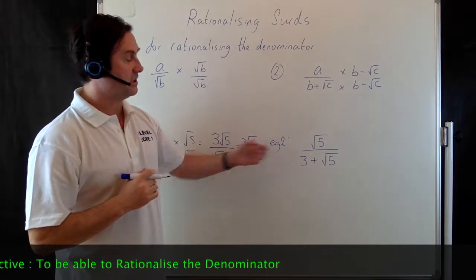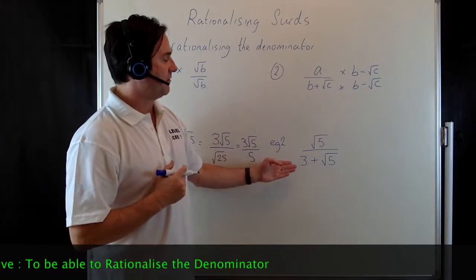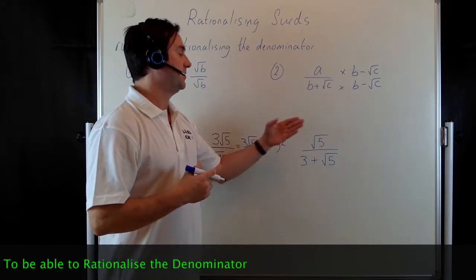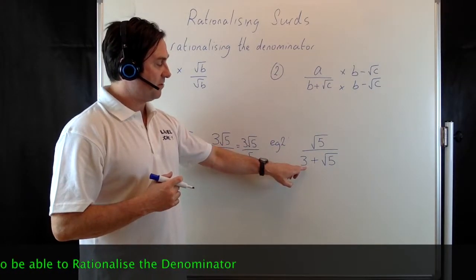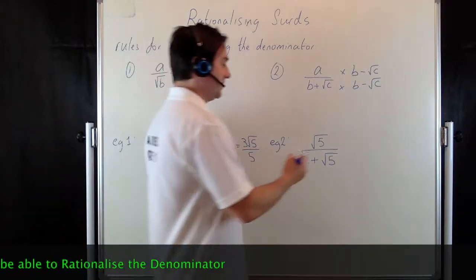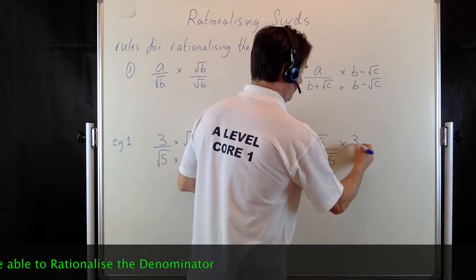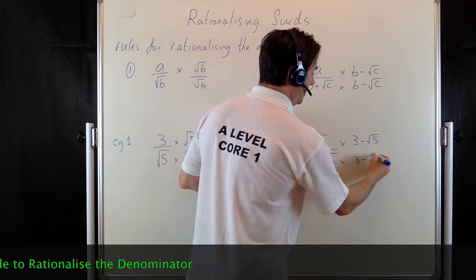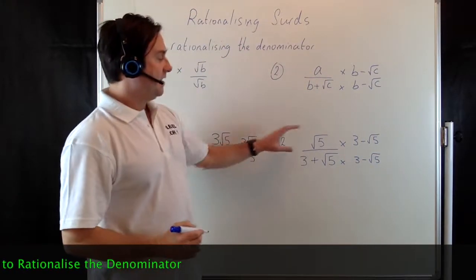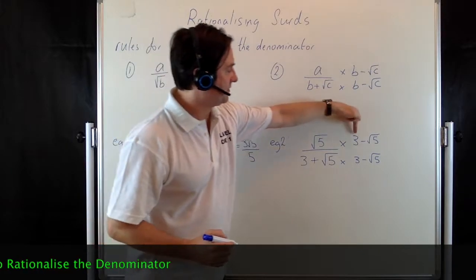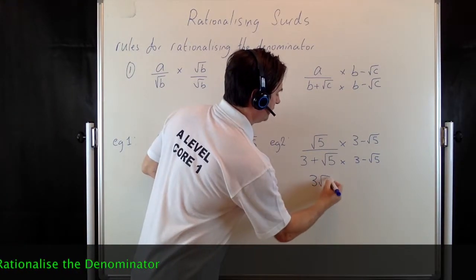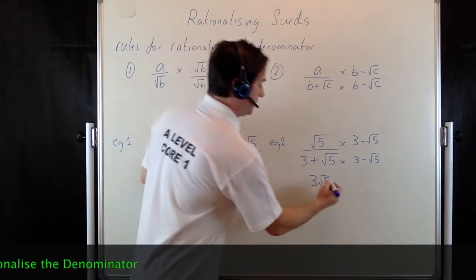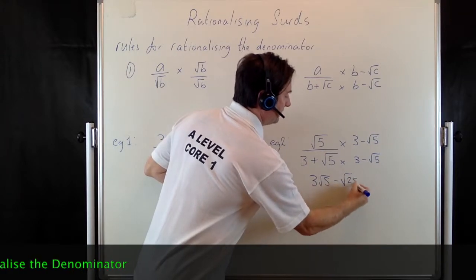So look at this as a second example here. We've got root 5 over 3 plus root 5. So the first thing we need to establish is what are we going to multiply the top and the bottom by? We're going to multiply it by 3 minus root 5. So the top we multiply by 3 minus root 5, and the bottom we multiply by 3 minus root 5. Very simple to do on the top. Root 5 times 3 is just 3 root 5, and root 5 times minus root 5 is minus root 25.